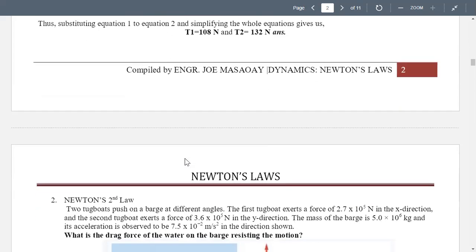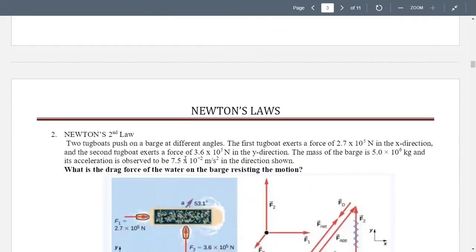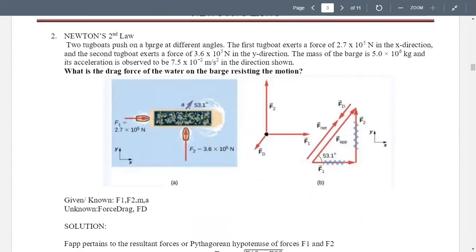Now let's proceed with our second law problem. Two tugboats push on a barge at different angles. The first tugboat exerts a force of 2.7 times 10 raised to 5 newtons in the x direction, and the second tugboat exerts a force of 3.6 times 10 raised to 5 newtons in the y direction.